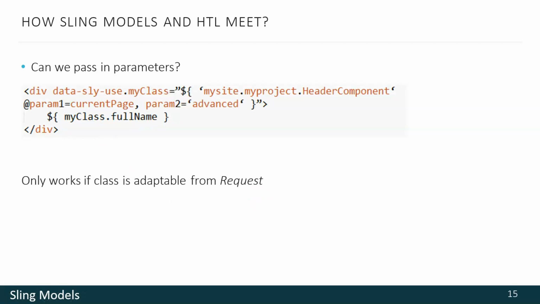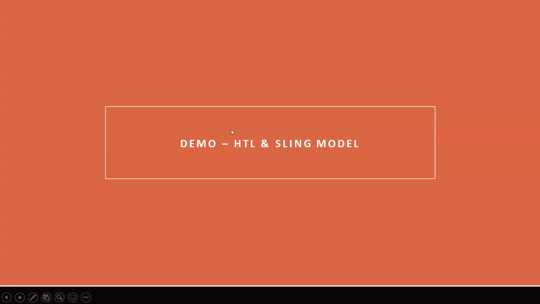And here is how you can pass parameters to a Sling model. Be aware that it's available only if your Sling model is adaptable from Sling request. Now let's have a demo of a Sling model and HTML together.